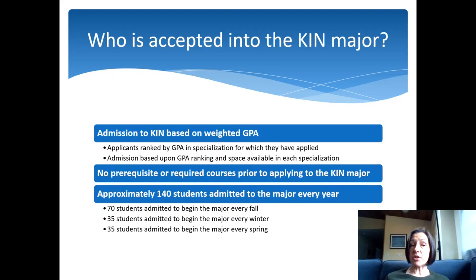We accept about 140 students into the major every year. The number of students we admit per quarter varies a little bit based upon seat capacities in some of the classes that students take in the major. So for students who apply during the first 10 days of spring quarter to start the kinesiology major in fall, we accept around 70 students at that time. And then for students who are applying during the first 10 days of fall quarter to start the major in winter, or who are applying during the first 10 days of winter quarter to start the major in spring, we have about 35 spots in each of those quarters to admit new students into the major at that time.